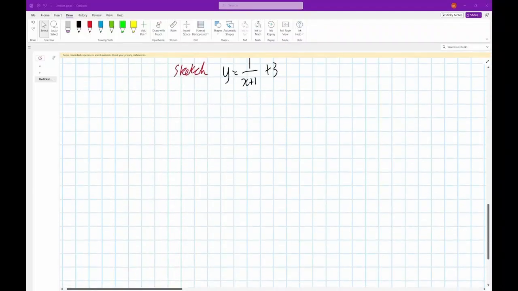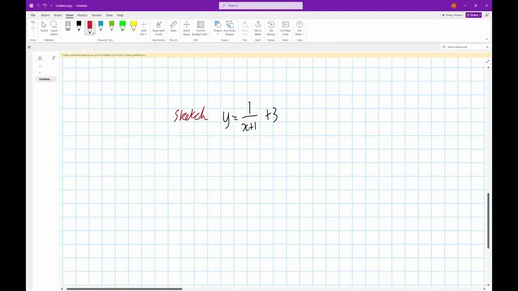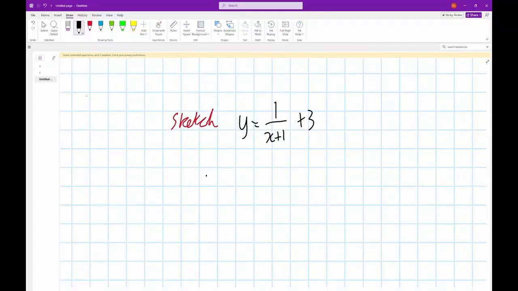Okay, so looking at our first graph here, guys, we have y equals 1 over x plus 1, plus 3. So the first thing we're going to look at, of course, is the asymptotes. We'll start off with the x asymptote. The x asymptote is going to be, well, h is +1 here, so x is going to be -1 for our asymptote. And for the y asymptote, well, y is going to be 3 because a equals 3.